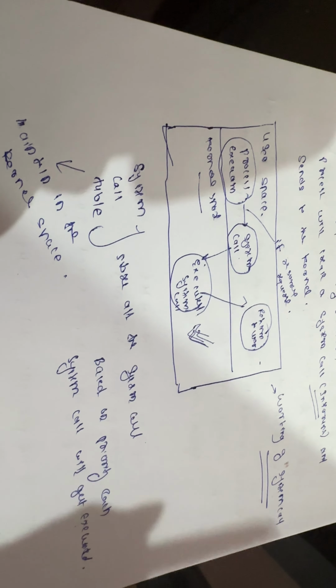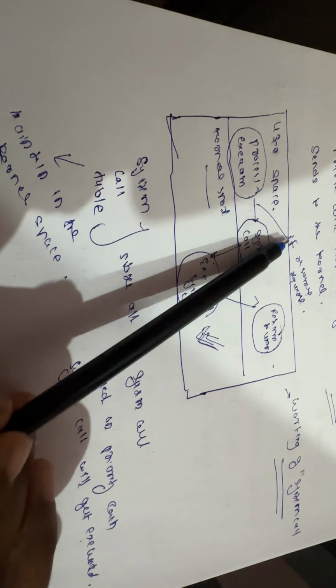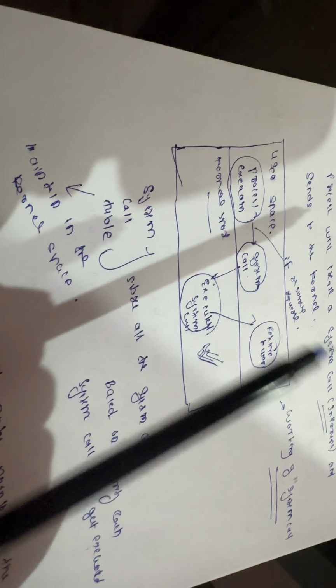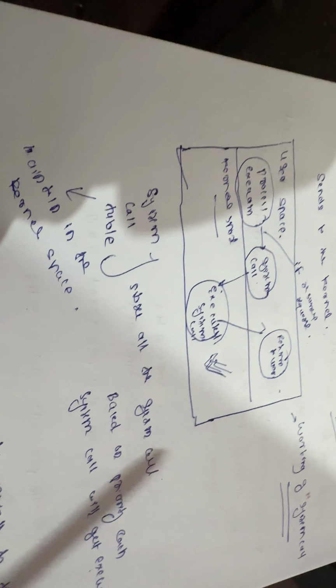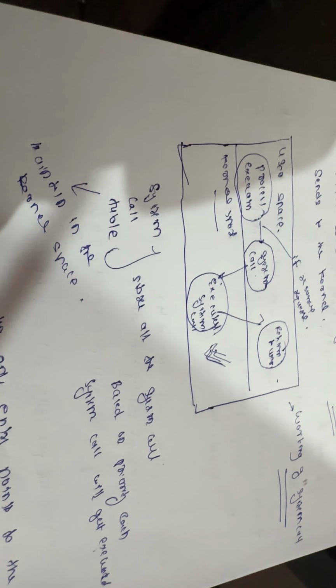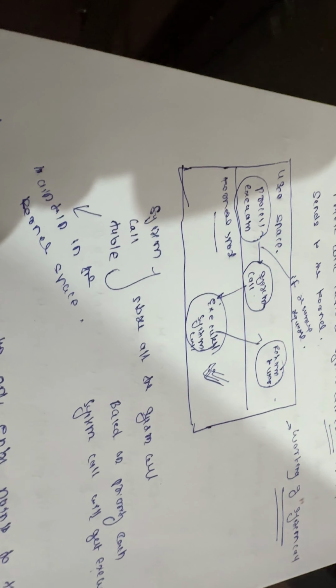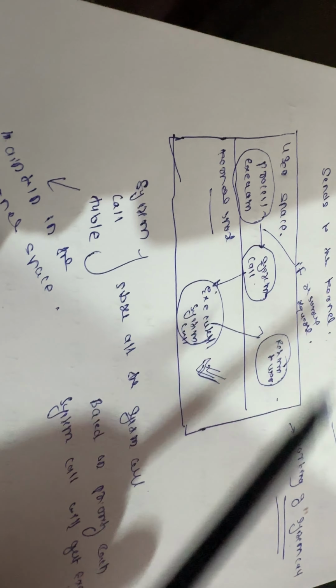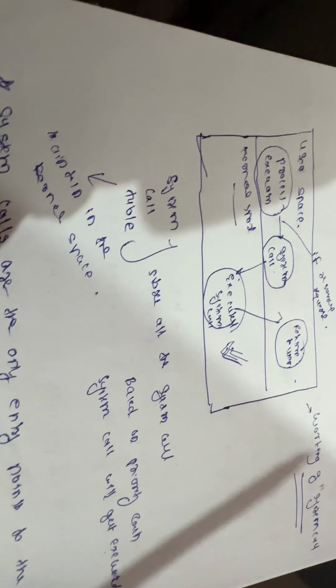So first of all, when the process is getting executed and suddenly it requires resources, it makes a system call. Then it enters into the kernel space, and the kernel space contains a system call table, and based on priority, each of the system calls is executed, and then the result is returned to the user. So this is the overall working of the system call.